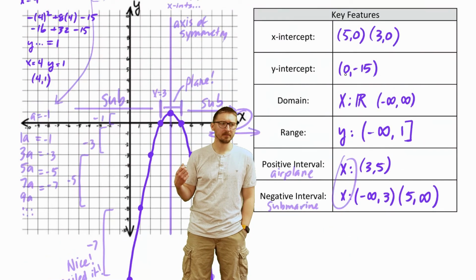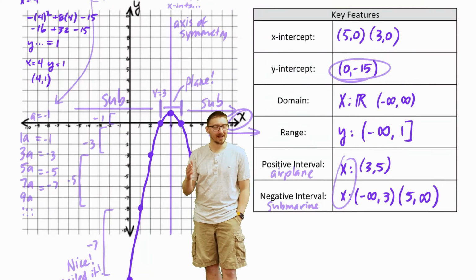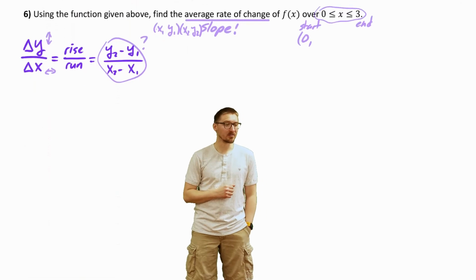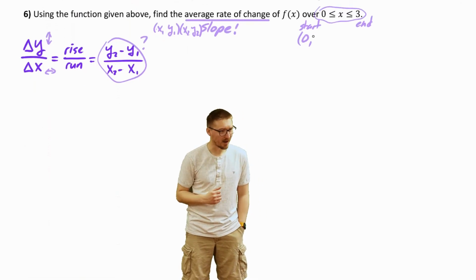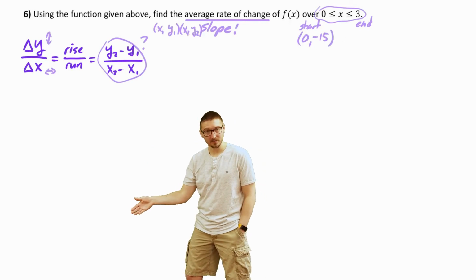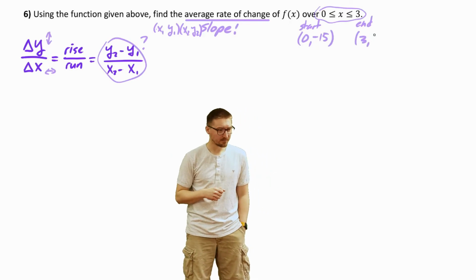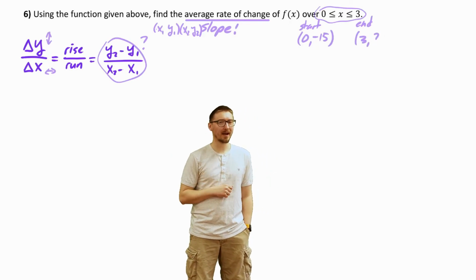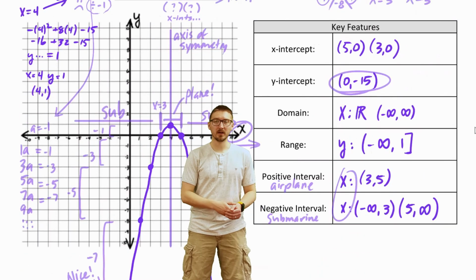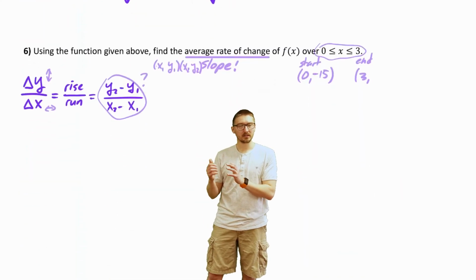0, comma, and if you are clever, we've actually already discovered the point that happens at 0. (0, -15) is the y-intercept. It's something that we've already written, and already graphed. So we're starting at (0, -15), that y-intercept. But if we're ending at 3, where's the point at 3? If you are going back and looking, 3 was an x-intercept, (3, 0). So my starting point is (0, -15), and my ending point is (3, 0).